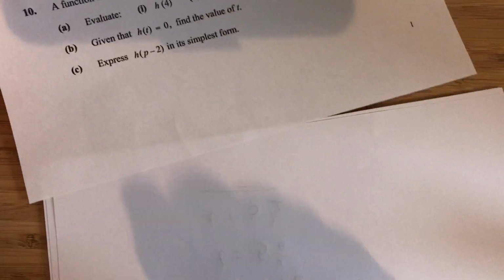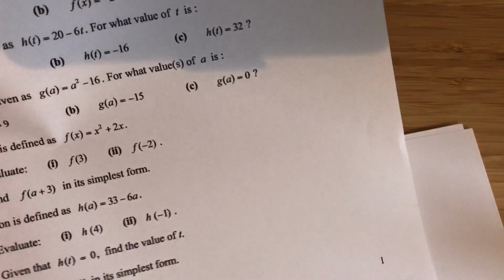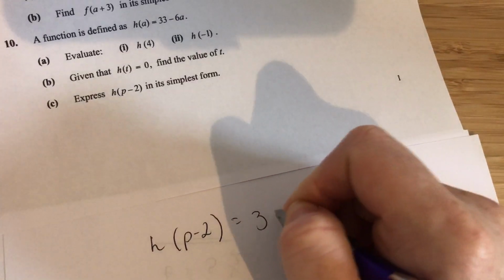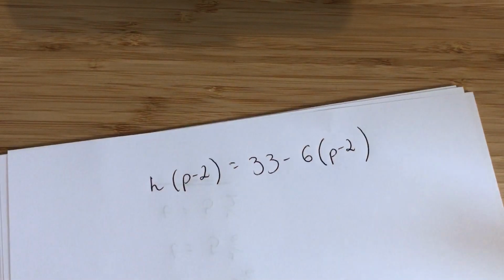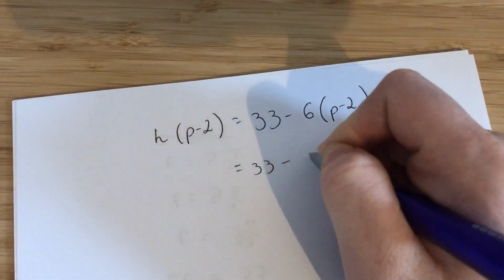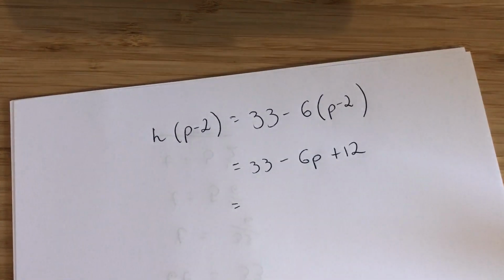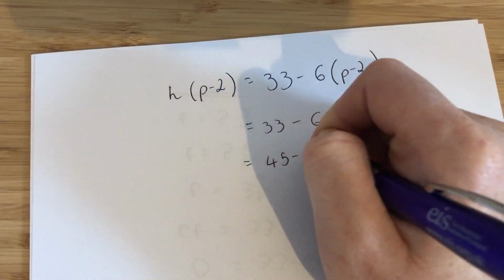And last step, it just says express h of p minus 2 in its simplest form. So we have to write h of p minus 2 first. So looking at what the function is, instead of a here, we're going to put 33 minus 6 times p minus 2. So in its simplest form, that means we're going to have to expand the bracket and simplify. 33 minus 6p plus 12, which is 33 plus the 12, we're going to put them together, 45 minus 6p.